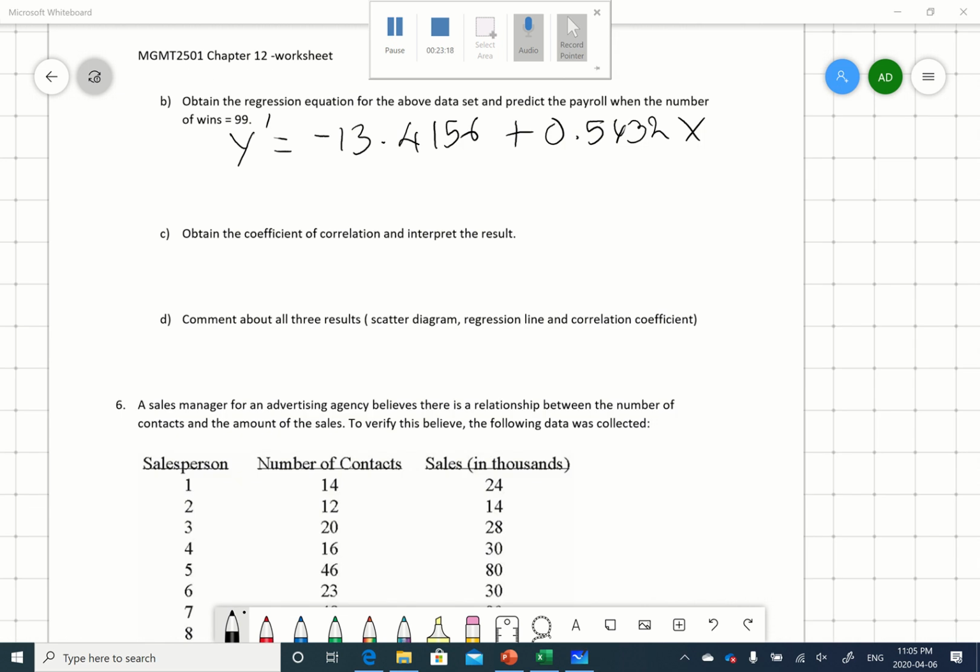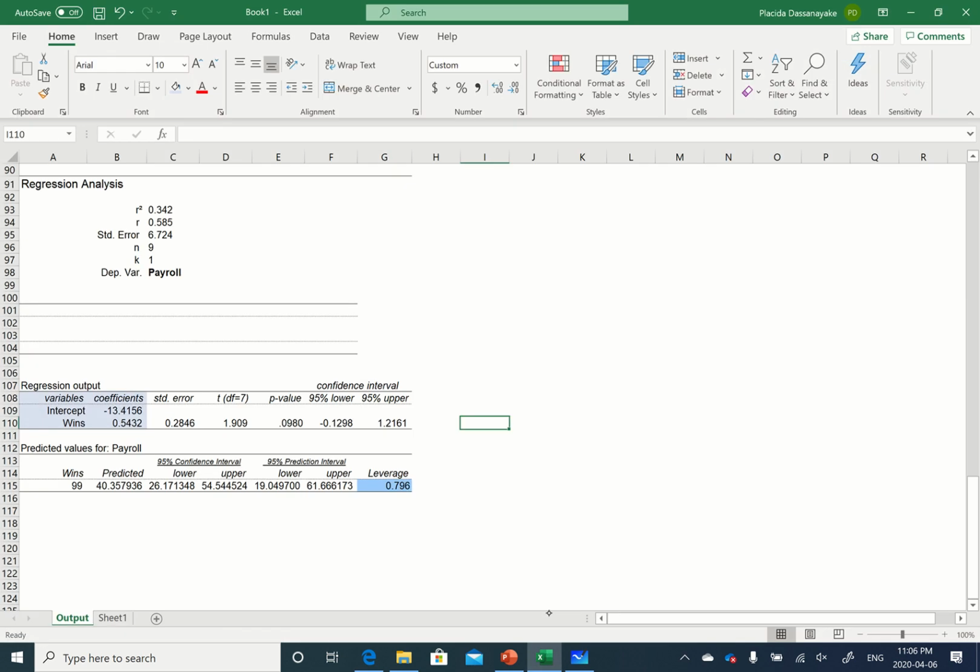Okay, so this is the regression equation, and this prediction part you can actually do using the MegaStat output, or you can just plug in. So all you have to do is, if you want to do it the manual way, just plug in 99 here and then you just simplify this equation. Or else if you go back to the output, this is where you read the predicted value, which is actually very straightforward reading. You don't need to do any math. So when x equals 99, predicted y value would be 40.3579.